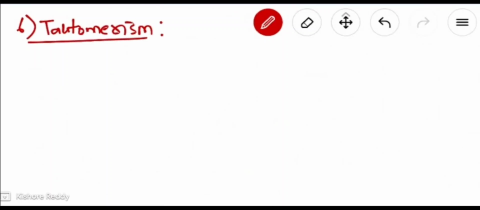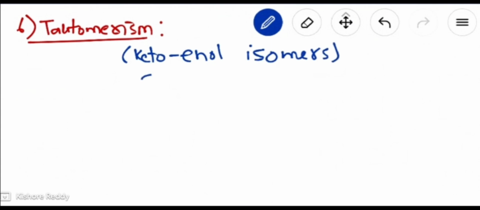See, tautomers are keto-enol isomers. The name you can understand very easily. Keto-enol isomers. What is keto group? C double bond O group. What is enol group? OH group. Is it right? Understood, no? So this is the main thing what you can observe.